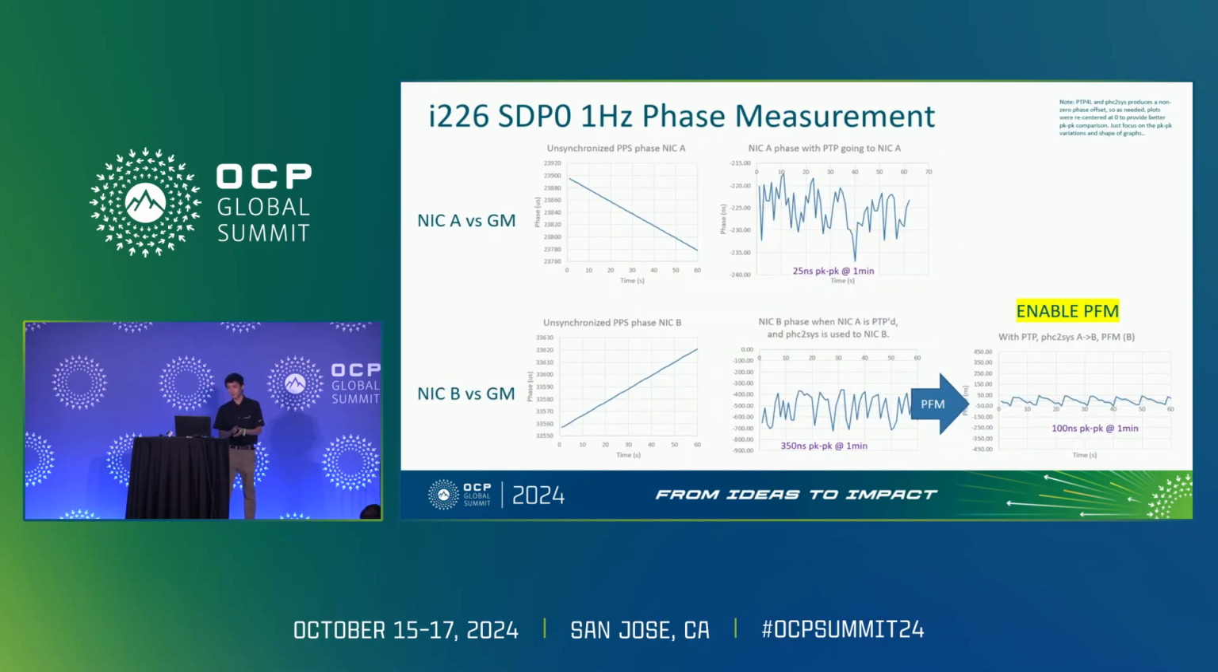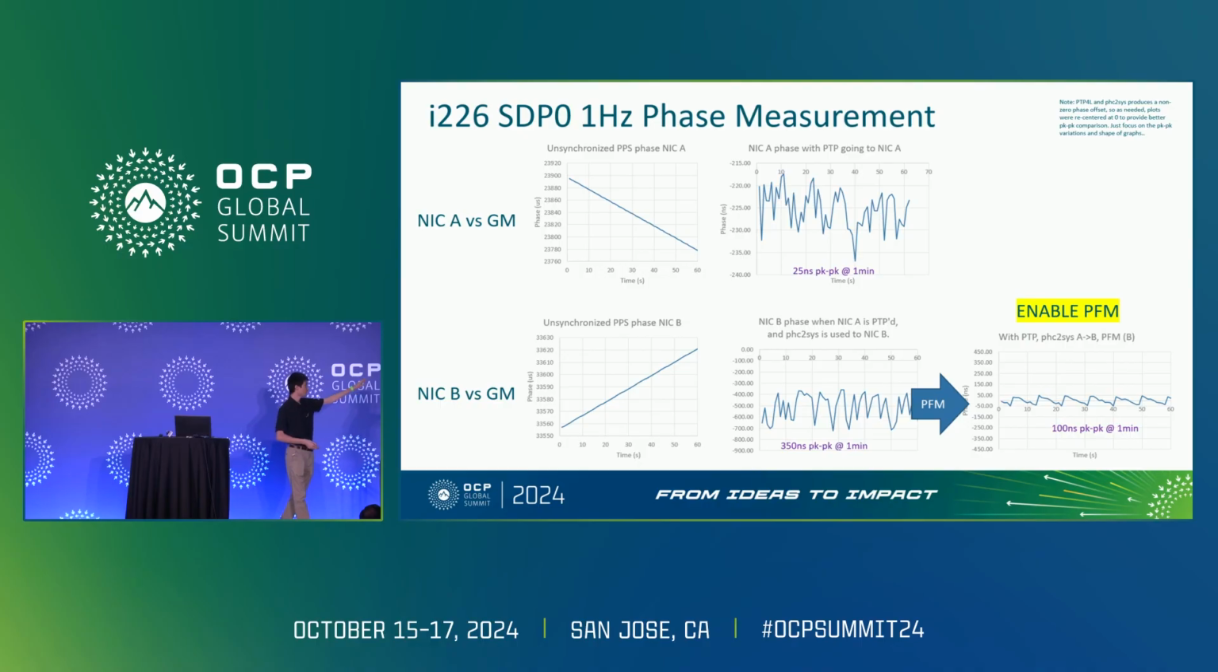So here's the graph in the phase domain. Same kind of graphs as before, but it's a different run, so maybe a little bit different. So NIC-A, when you have a phase slope going down, that means your frequency is not aligned to whatever your grandmaster is. Same with NIC-B. So A and B are different frequencies right now.